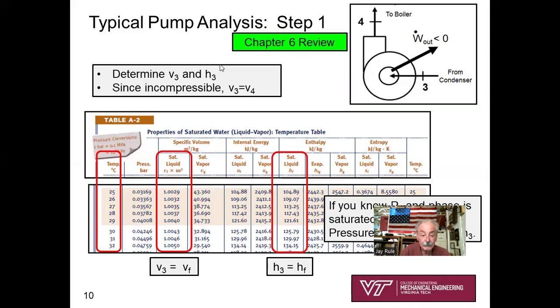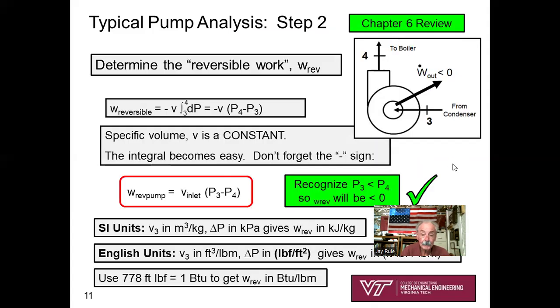Step 1, determine V3 and H3. If you know the temperature of state 3, or if you know the pressure of state 3 and it's a saturated liquid, you're going to look up and write down V3 and H3, which is going to be V sub F and H sub F at whatever the temperature is. Hope that helps. That's a key point to make. Step 1, determine V3 and write down H3 as well. You're going to need it.